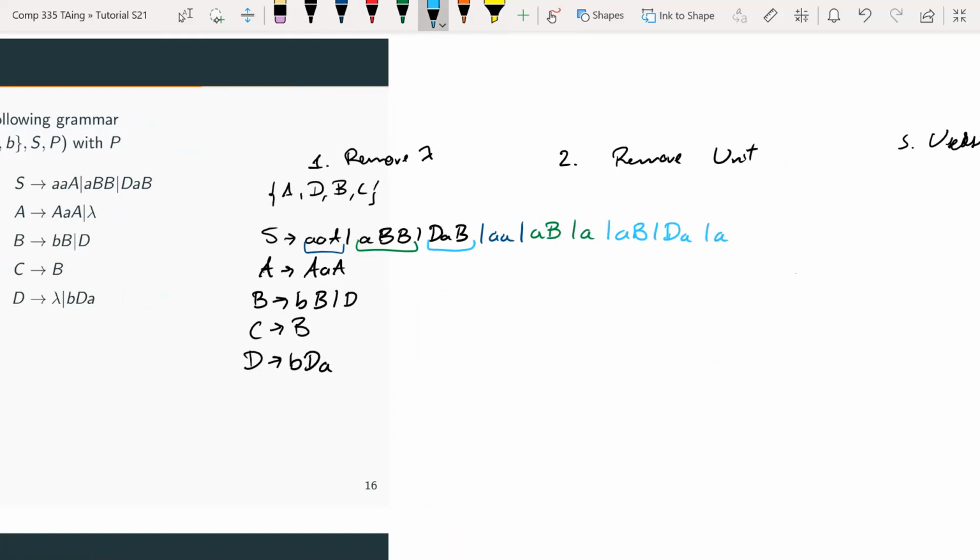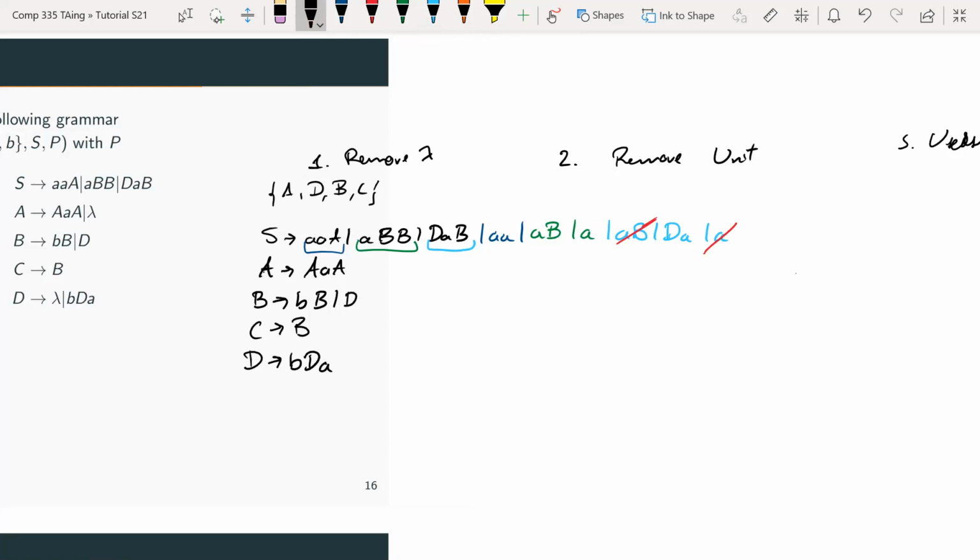Okay, and here I'm going to get some overlap. So let me just remove the overlap. There's AB twice, and A is there twice, and I think that's it. Okay, good. So that's for S.